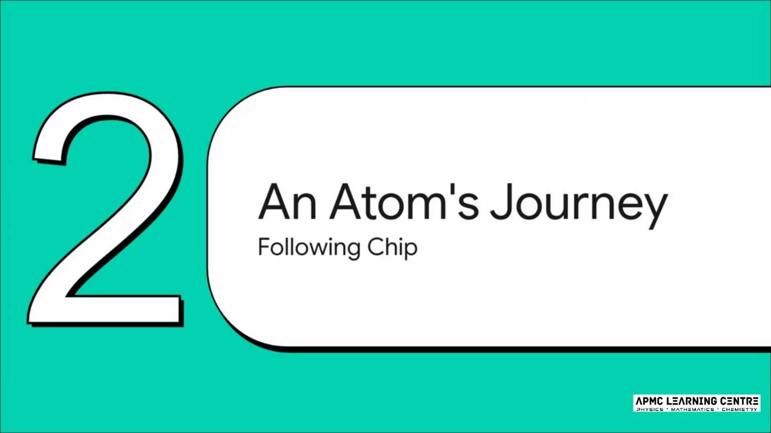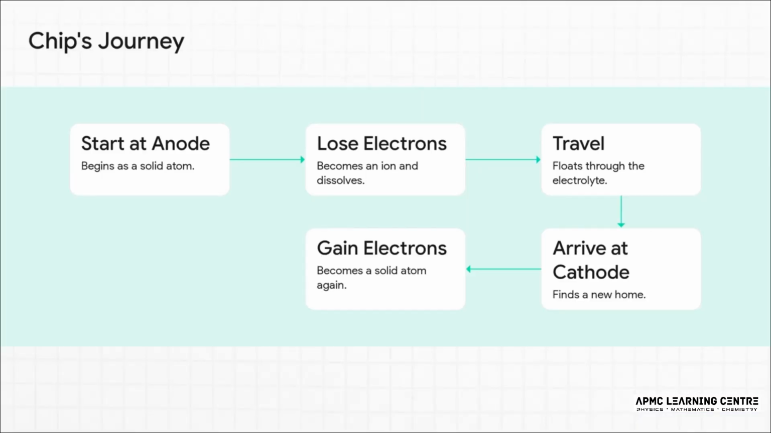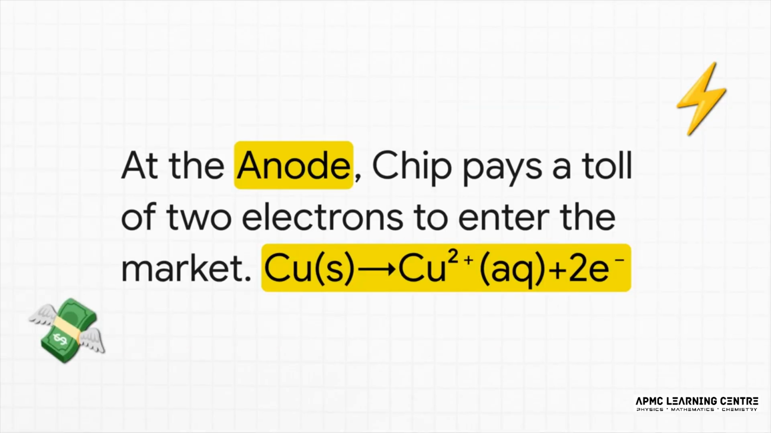All right, we know the layout of our marketplace. Now, let's actually follow our little atom, Chip, on his electric adventure from the seller to the buyer. So here's the game plan for Chip. He starts out as a happy solid atom hanging out at the anode. Then, zap, he loses 2 electrons, which totally transforms him into an ion, and he floats off into the solution. He then drifts across this liquid marketplace over to the cathode. Once he gets there, he gets his 2 electrons back, and poof, he's a solid copper atom again, just in a brand new spot.